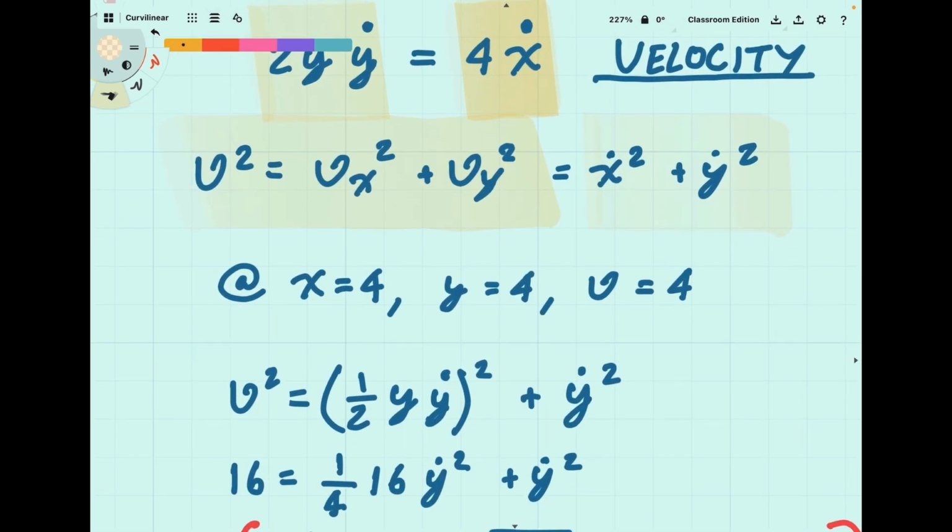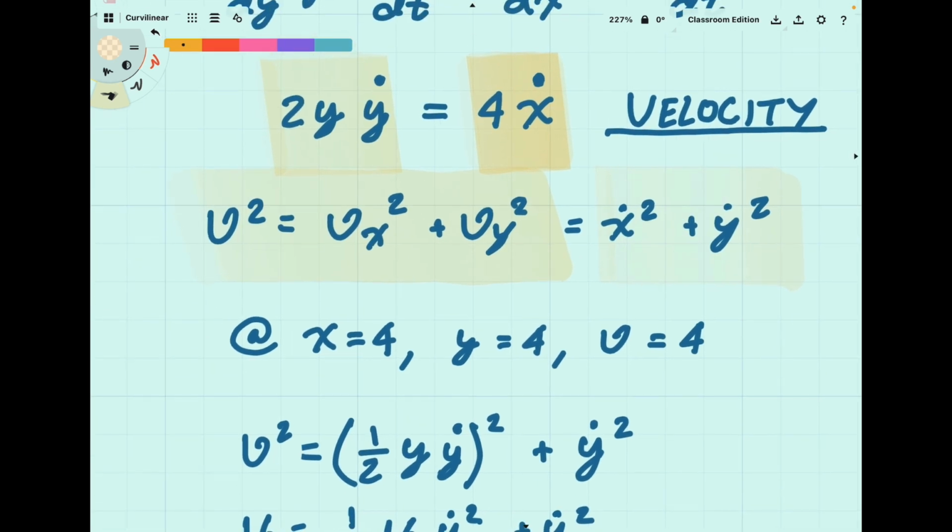And now here we're going to apply some of the conditions that we do know, which is values for x, y, and velocity. What I'm basically doing is, from my velocity expression at the top of the screen right now, I know that x dot is going to be, just take that 4 to the other side, 1/2 y times y dot. So I plug that into my Vx term, and then my Vy term is still just Vy, or y dot.